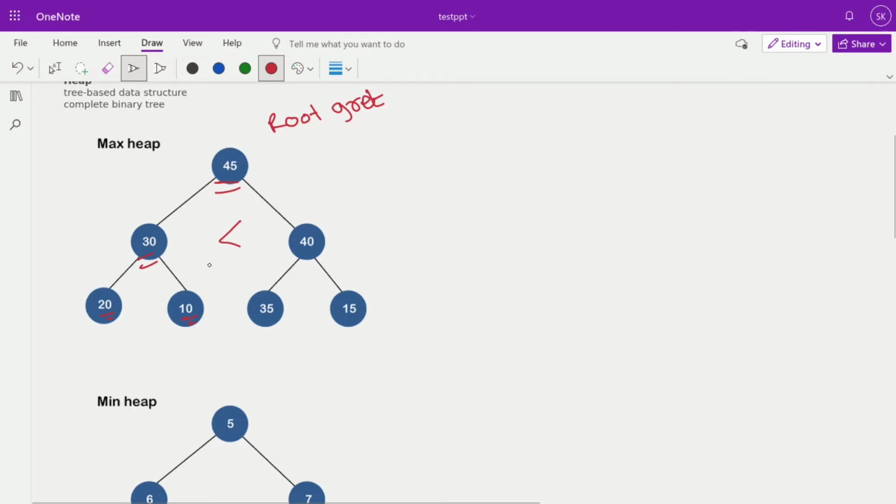Similarly, if you consider 35 and 15, one is greater and one is lesser. Based on this parameter, we are checking that this is a max heap. The basic condition is that the root element is always greater than its left and right children. Comparing 20 and 10, 30 is greater; 35 and 50, 40 is greater; and 30 and 40, 45 is greater. That's why every time the root element is greater than both left and right.